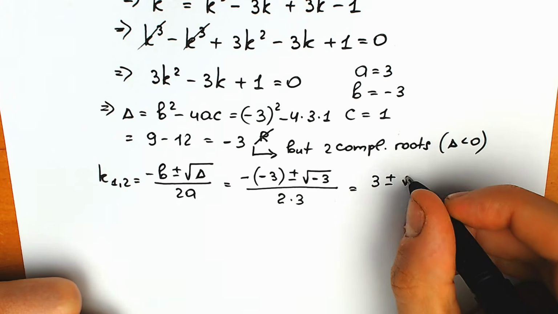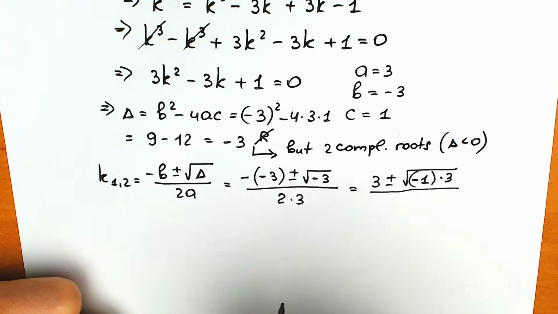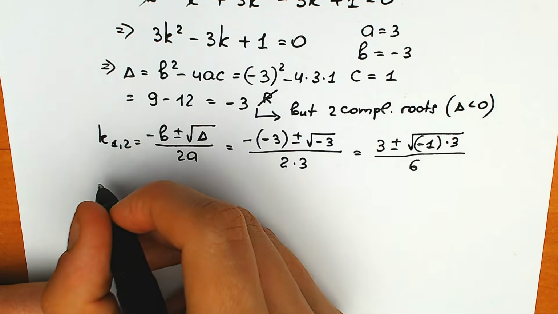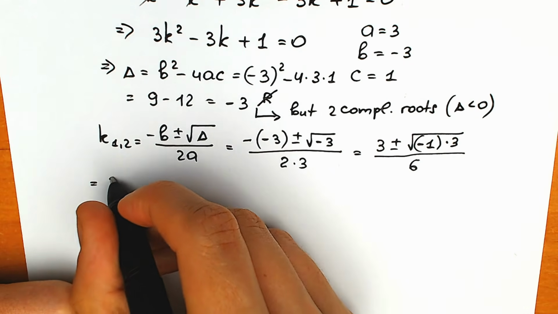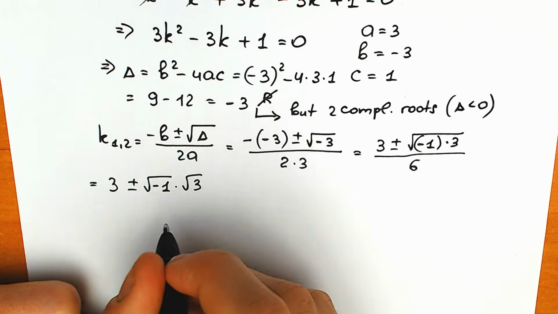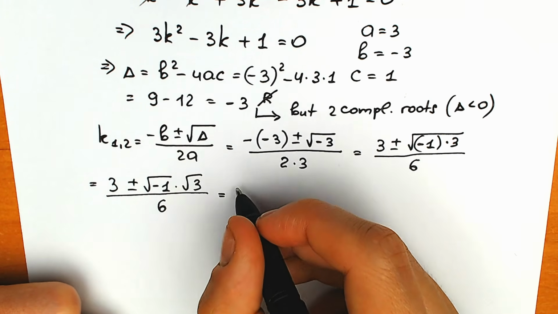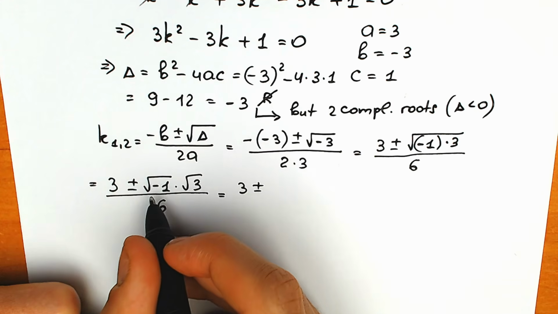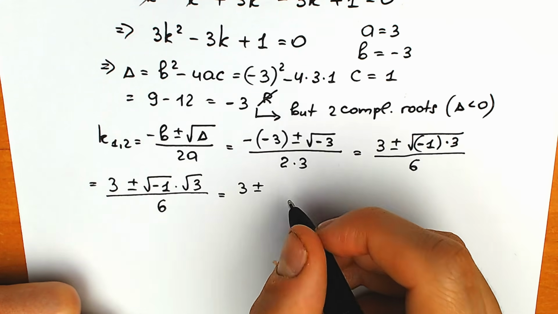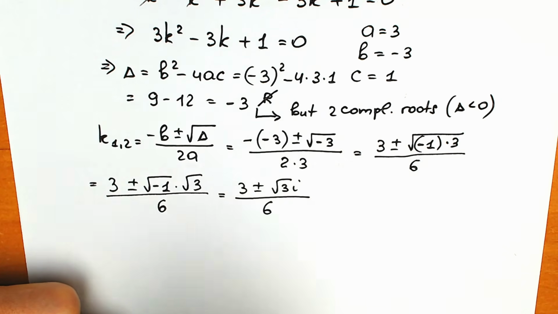Let's write it as square root of minus 1 as a product times 3. And of course in our denominator we have 2 times 3 equal to 6. According to the square root property, we can split it: square root of minus 1 times square root of 3, all over 6. The next thing, we have 3 plus minus square root of minus 1. This is our imaginary unit, this is our i, and the square root of 3 we leave like that. So we have square root of 3 times i all over 6.